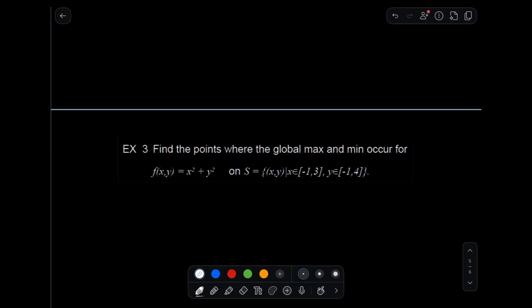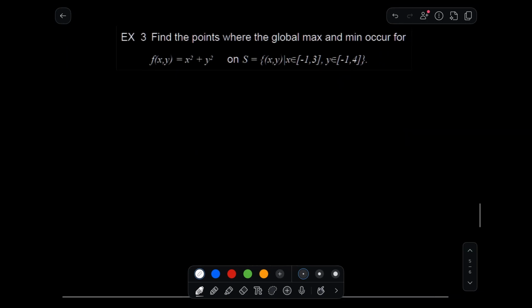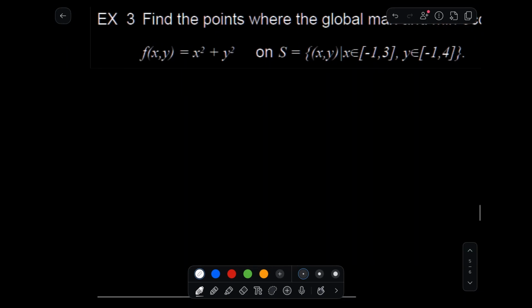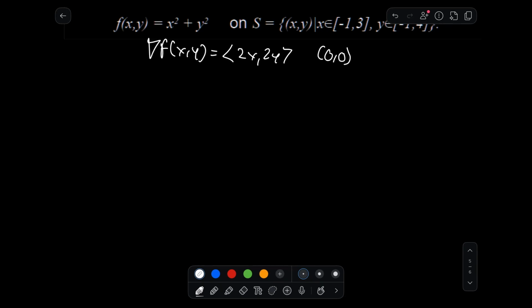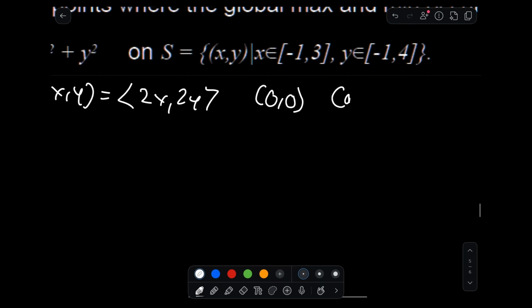And if you want to try this on your own, feel free to pause the video. And more importantly, let's get right into it. So again, let's just always take our gradient. Our zero gradient is going to be (0, 0). So we have case 1 already down.